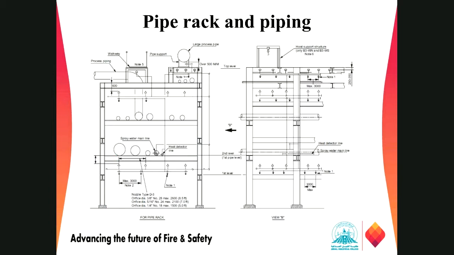The second one, we have all the pipe racks. These pipe racks should be protected by the nozzles. We can see here we have nozzle one at the top, nozzle two at the second level, and one more nozzle, right? And then we have nozzles here again. This is for the mitigation purpose. Now, what is the meaning of mitigation, right?